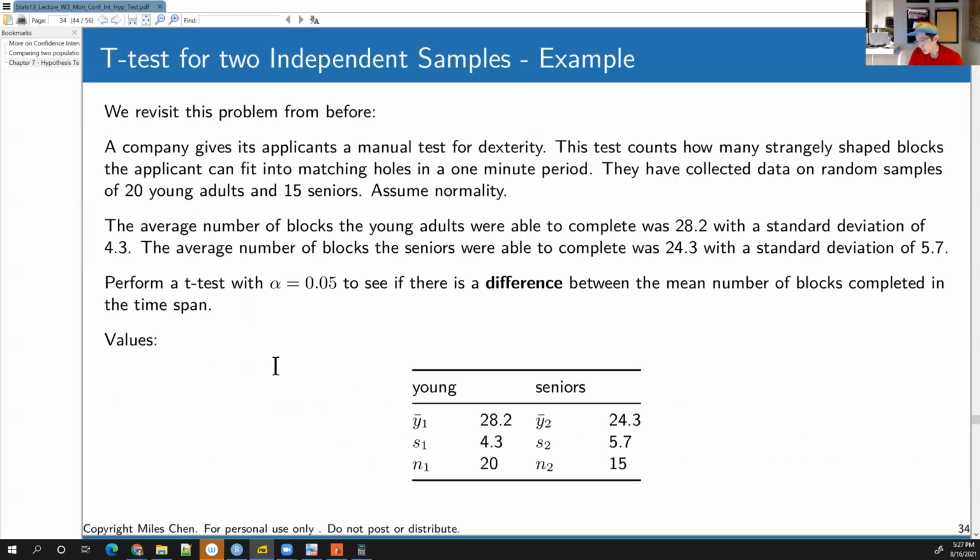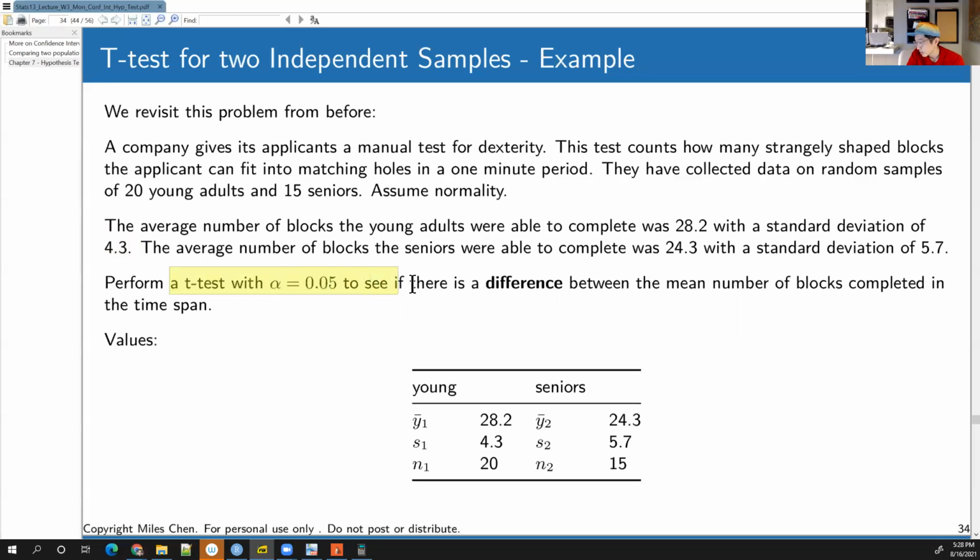All right, so let's revisit this problem with the Perfection game and people doing the blocks, fitting them into different shapes, and we got the young adults and we have the seniors. Okay, and here we want to perform a t-test to see if there's a difference between the mean number of blocks completed in the time span. So again, the companies gave this dexterity test to the applicants, and we have young adults and we have the seniors. The mean completed by young adults is 28.2. The mean completed by seniors is 24.3. Standard deviation of this and this.